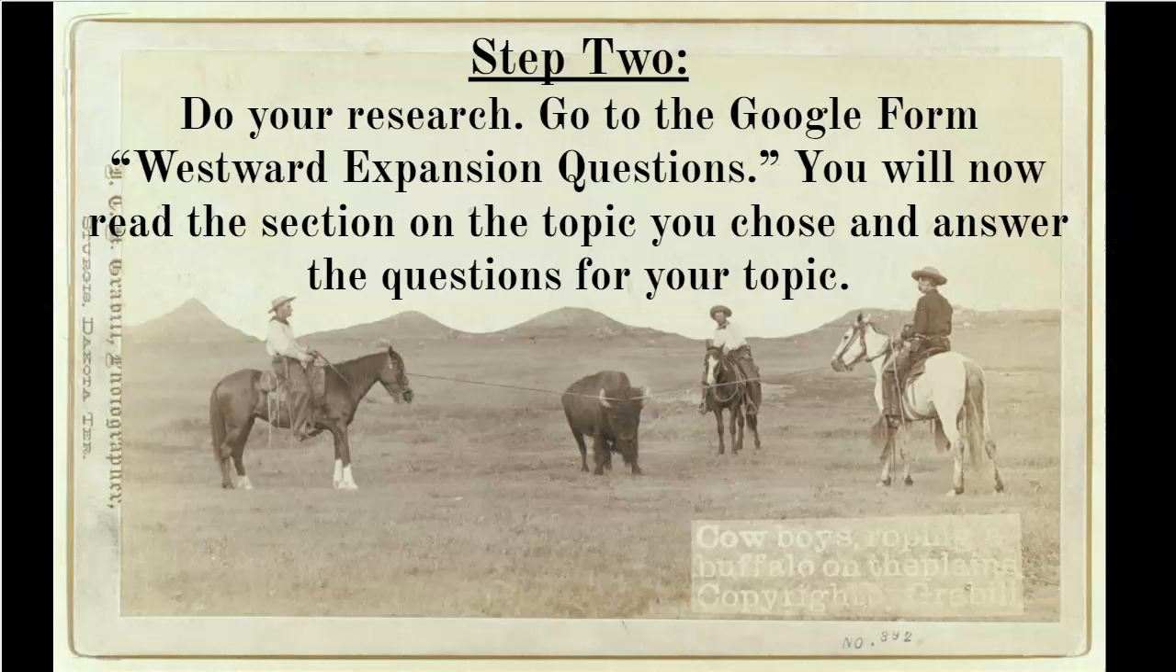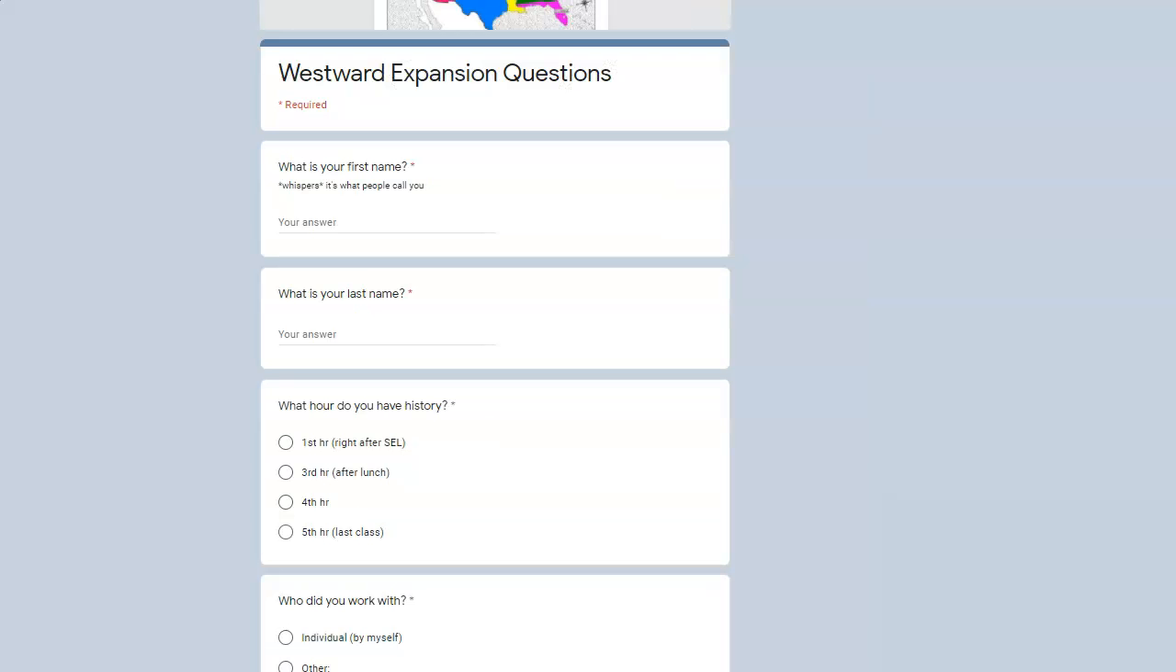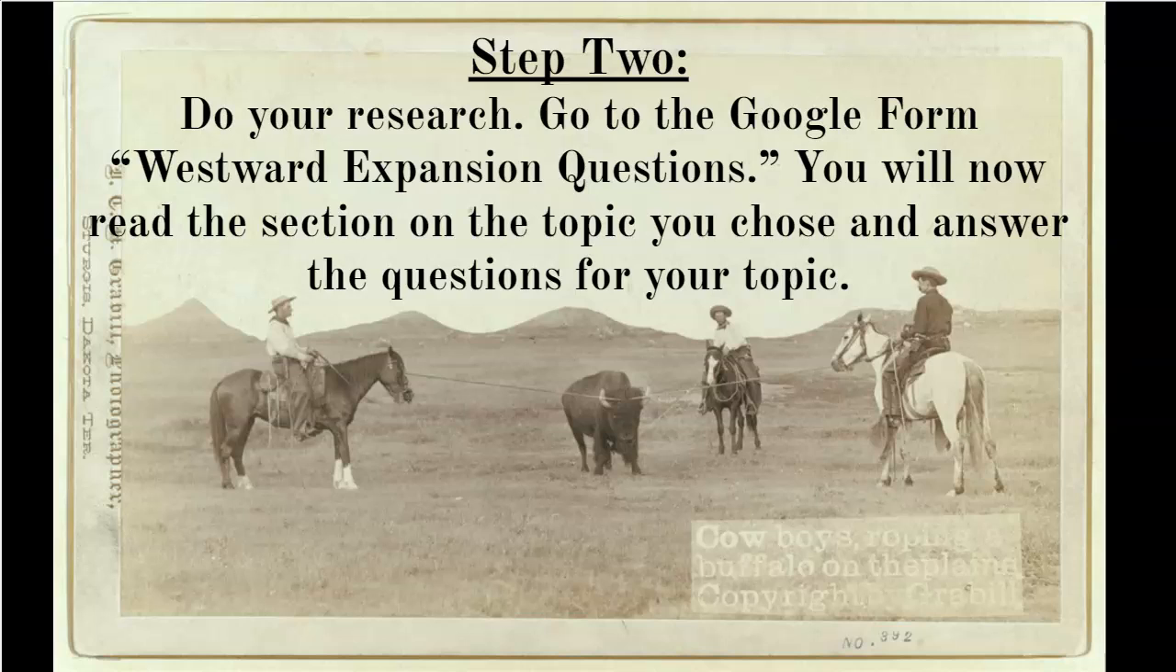Step 2 is to do your research. You're going to go to the Google form. It's called Westward Expansion Questions. It's posted in the classroom assignment, and it looks like this. And you will go to that Google form, and first you're going to do your research. You're going to read the section on the topic you chose and answer the questions for your topic.